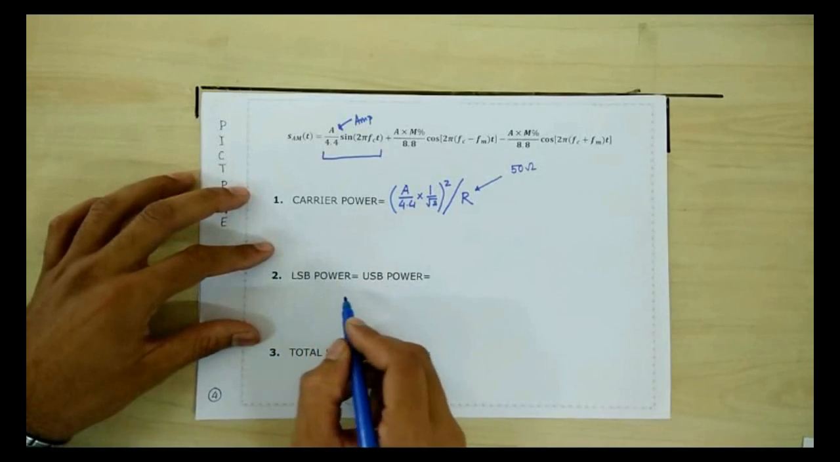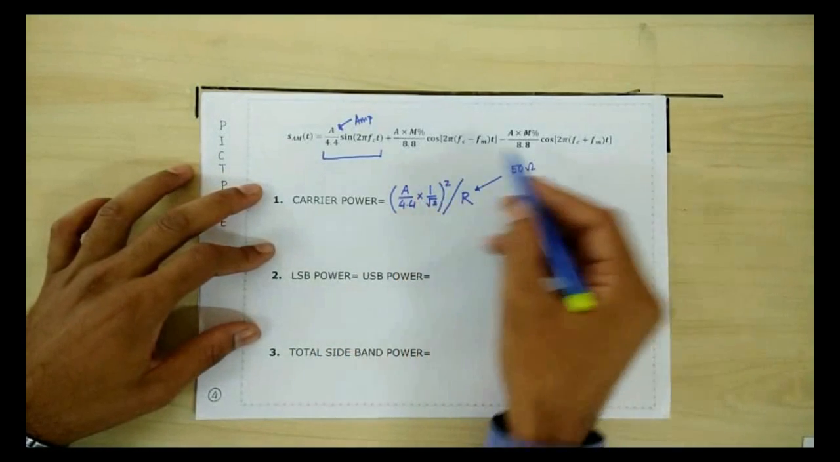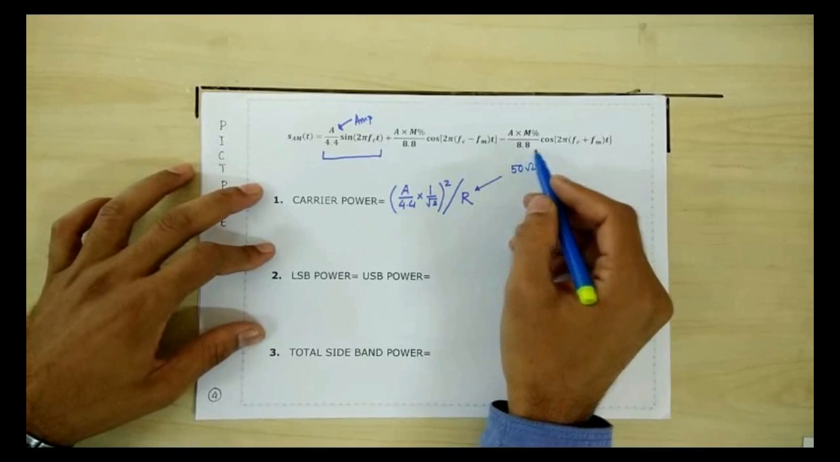So to calculate the LSB power and USB power, if you see, the LSB amplitude and USB amplitude both are the same.